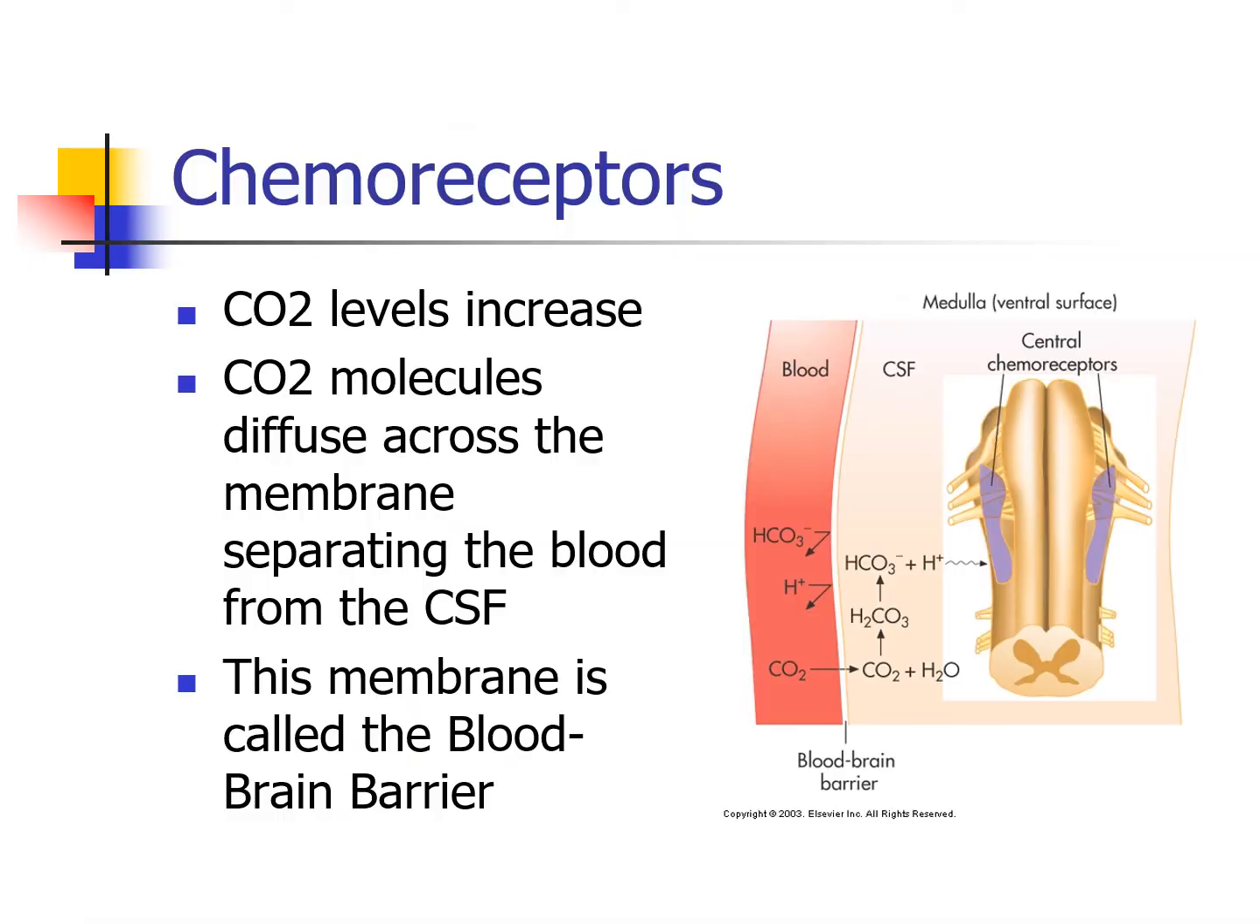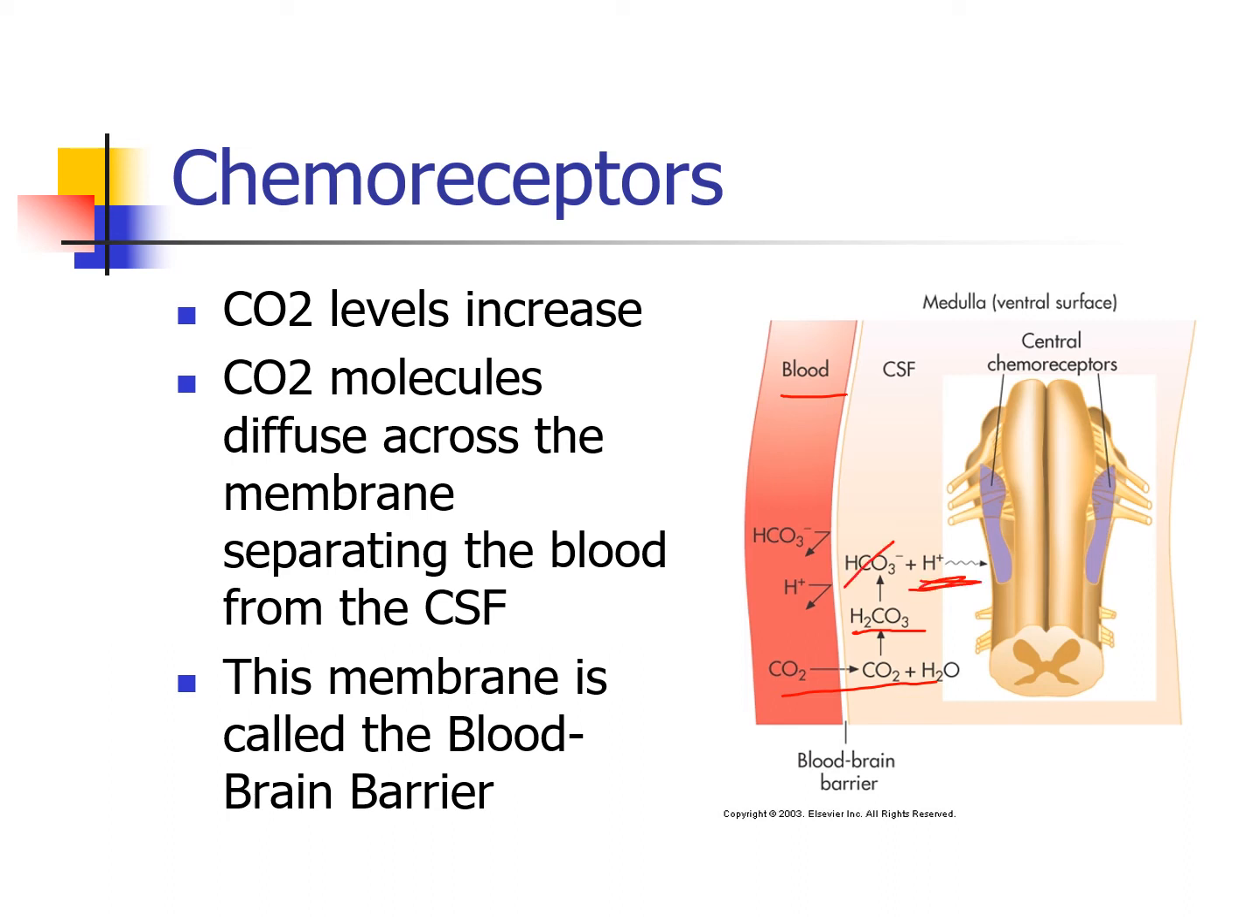So you're looking at CO2 levels increasing in your blood, right? The CO2 molecules will diffuse across the membrane that separates the blood from the cerebrospinal fluid. That's what you're seeing here. And this membrane is called the blood-brain barrier. Hopefully you cover this in regular A&P as well. So that CO2 crosses the blood-brain barrier. Of course, as you know, when CO2 combines with water, this is the carbonic acid equation, it's just going vertical this time, it will form carbonic acid, H2CO3, which then dissociates into bicarb and hydrogen ions.